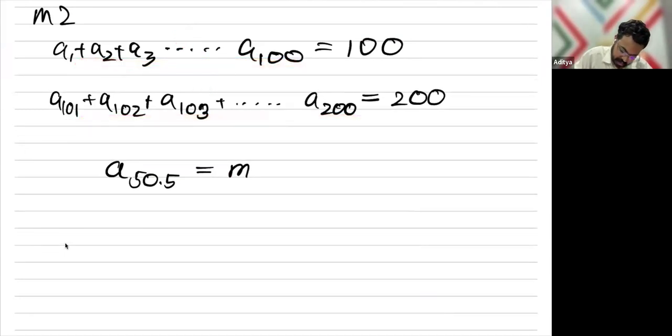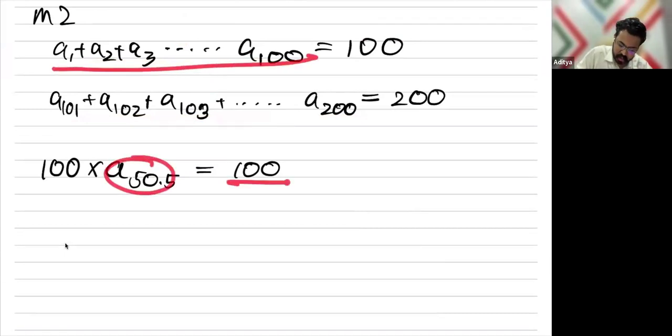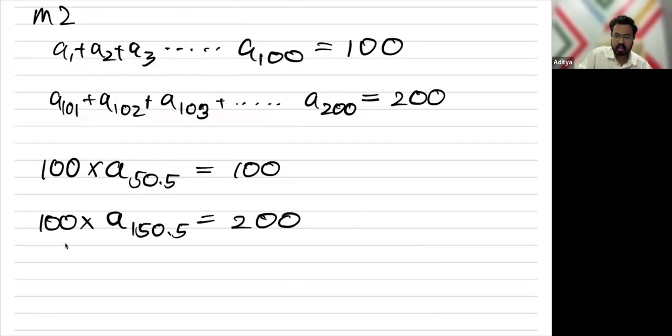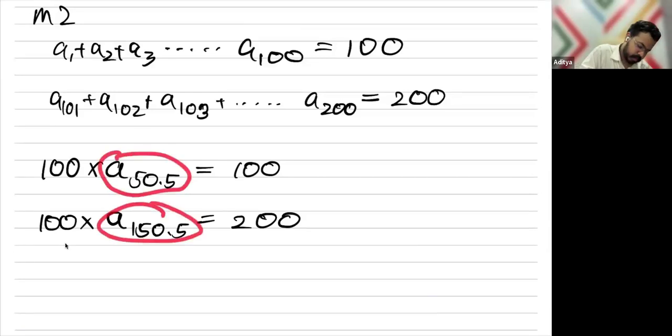So A50.5 can be written as 100, and there are 100 terms in this first sequence. So number of terms multiplied by middlemost term is equal to the sum of these terms. Then number of terms times middlemost term, A150.5, will equal 100. Can you sort of make sense of what I've written over here? I've used a fractional index and tried to find the value of this.